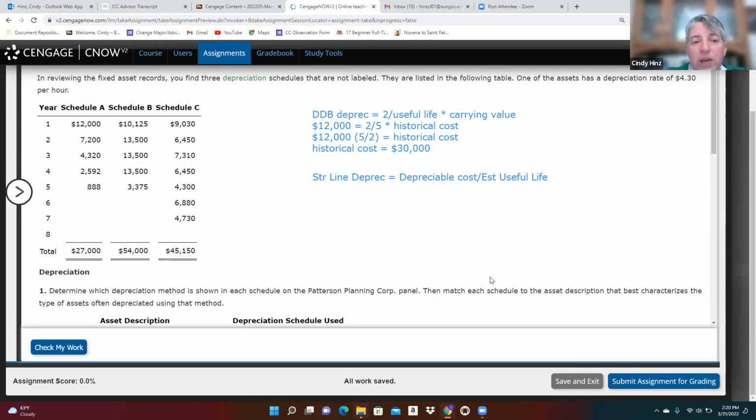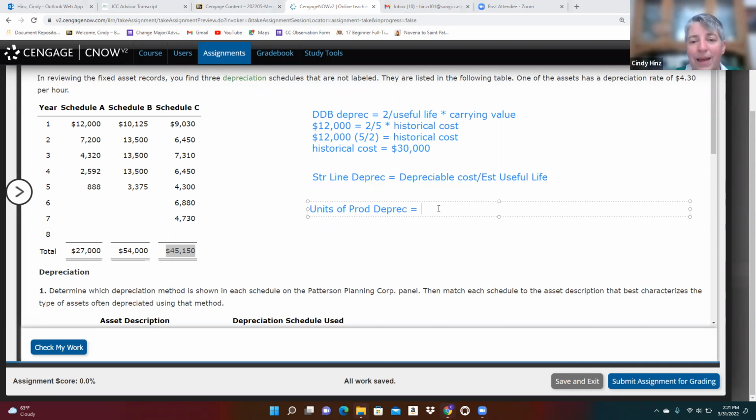Okay. So for Schedule C then, this is the one that we said is using the production method or the units of activity method. And we are told what the depreciation rate is, $4.30 per hour. So if we can see the total depreciation here of $45,150, we can then back into how many hours the asset must have been used. And so I'll put on the screen the formula that we had for the units of production method.